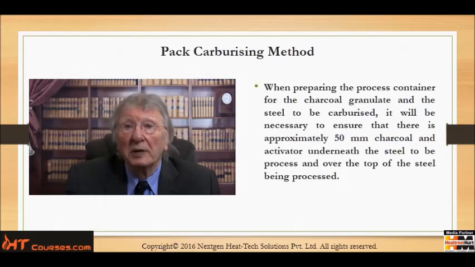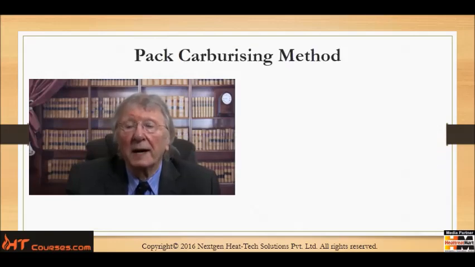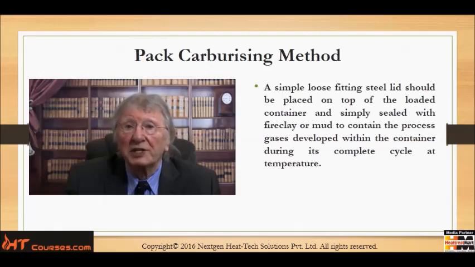When preparing the process container for the charcoal granulate and the steel to be carburized, it will be necessary to ensure that there is approximately 50 millimeters of charcoal and activator underneath the steel and around the steel to be processed, over the top and below. A simple loose-fitting lid should be placed on the top of the loaded container and simply sealed with fire clay or mud to contain the process gases developed within the container during its complete cycle at temperature.